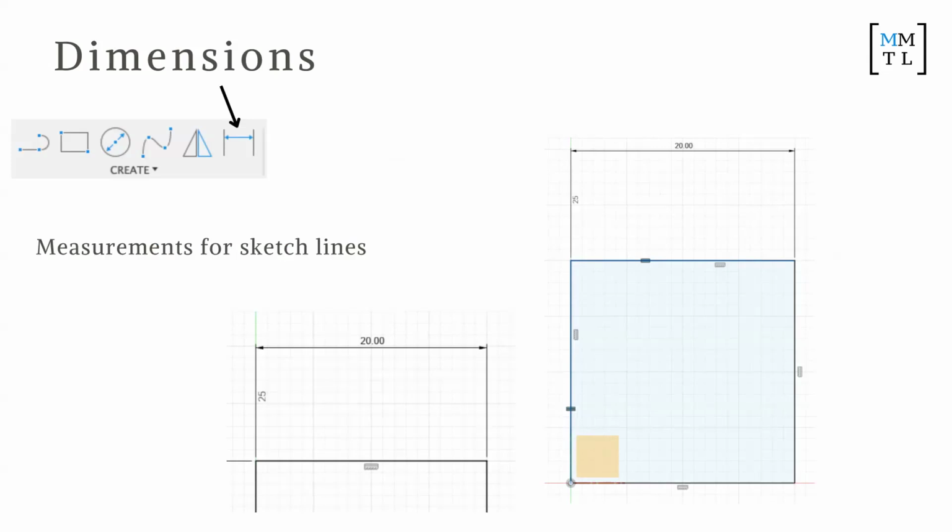The shortcut is D as well. If you don't see the dimension, you click on create and then.